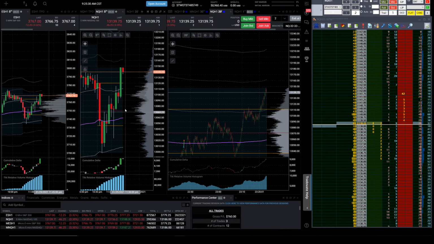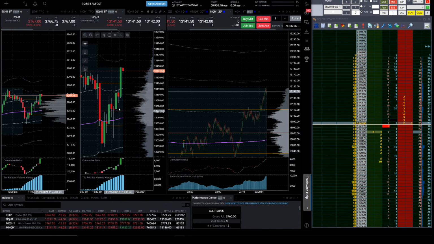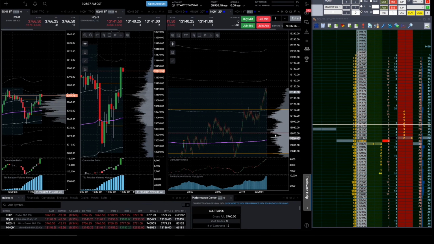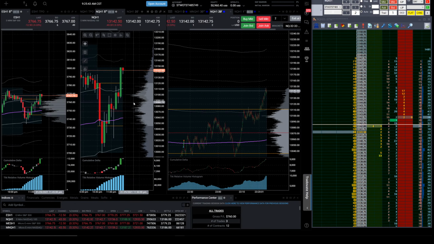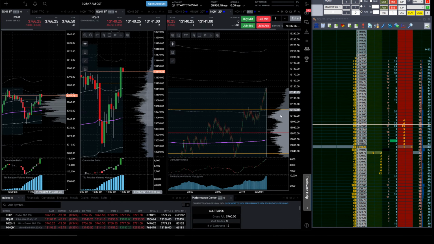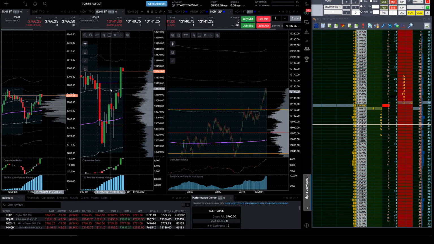One thing I've noticed with the new charting is the value area high, low, and POC don't extend as they do here, which I guess I'm neutral on. I kind of like them extending like this, but they don't here.